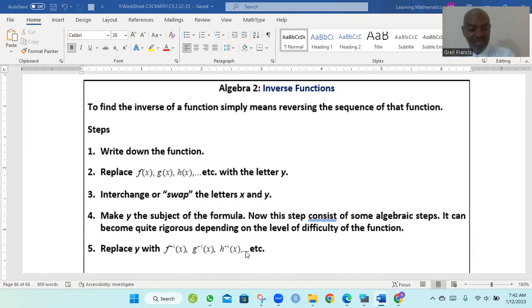So you reverse the sequence of the function. This actually takes place in step number 3 and 4. That's where you have the swapping, and then you have the rearrangement, getting y by itself. And then in step number 5, you replace the letter y with the notation f inverse of x in symbolic form, or g inverse, or h inverse of x. So let's apply this to an example, but please take down those 5 steps before we move on to the example.